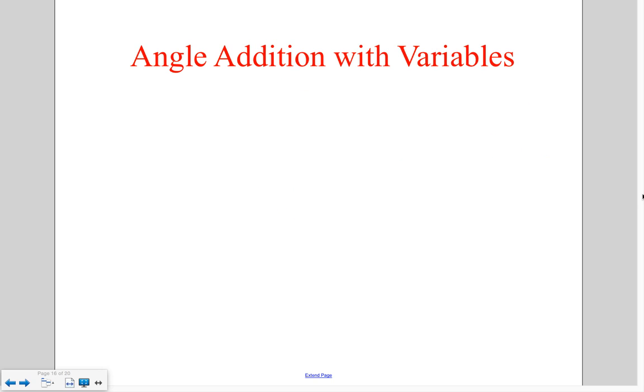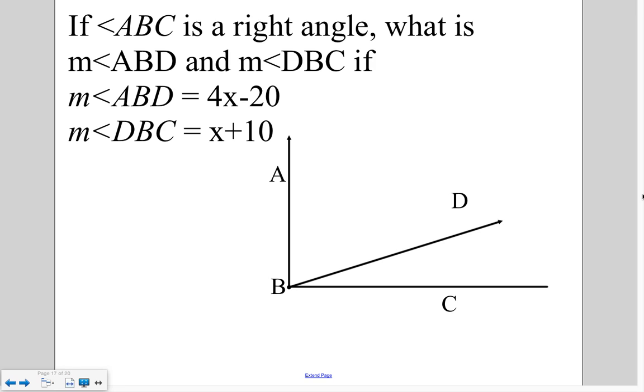Okay, angle addition with variables. Just like with our segments, we may be given variable expressions for the measure of the angles. We're told that angle ABC is a right angle, a 90 degree angle. What is the measure of ABD and the measure of DBC if the measure of ABD is 4x minus 20 and the measure of DBC is x plus 10?